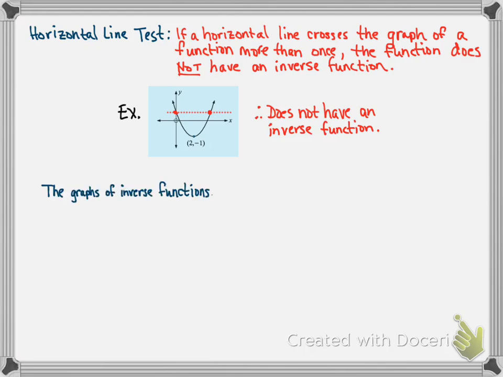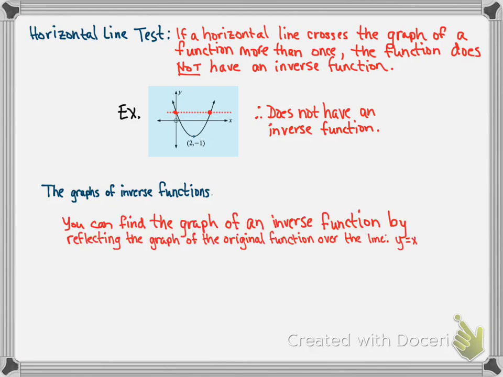The graphs of inverse functions have an interesting property. You can find the graph of an inverse function by reflecting the graph of the original function over the line y equals x. For example, here we see a graph with f(x), f⁻¹(x), and the line y equals x.